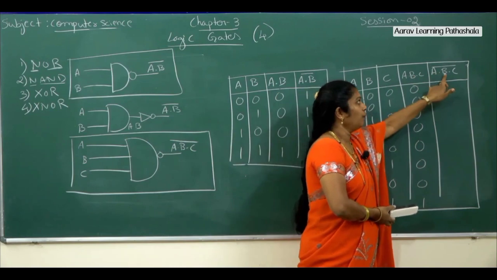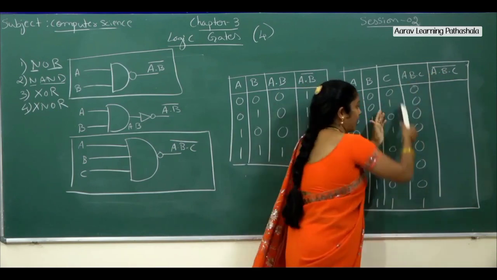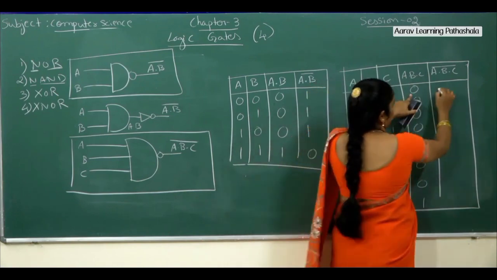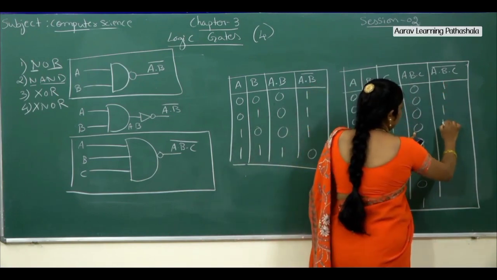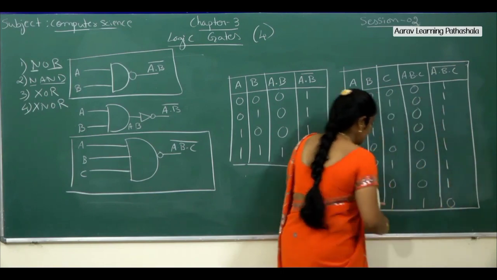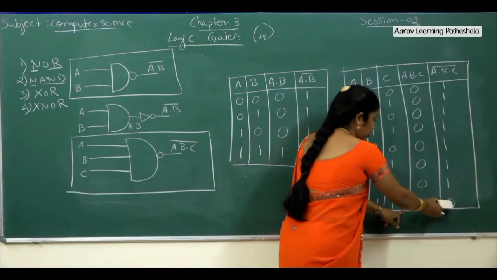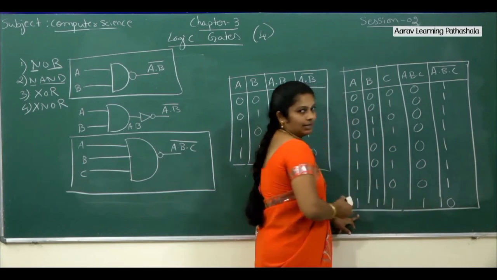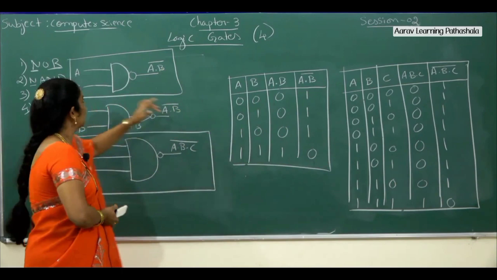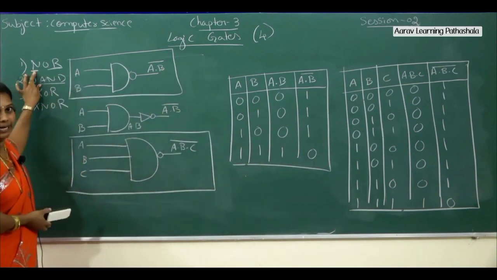Now A dot B dot C whole bar. Whatever A dot B dot C we have here, just reverse that. Then here 0 we have, then 1, 1, 1, 1, 1, 1, 1, 0. It means that here you will get 0 only when all the inputs are 1. This is nothing but the symbol as well as the truth table for NAND gate.